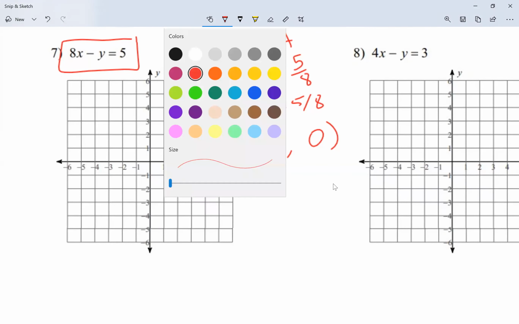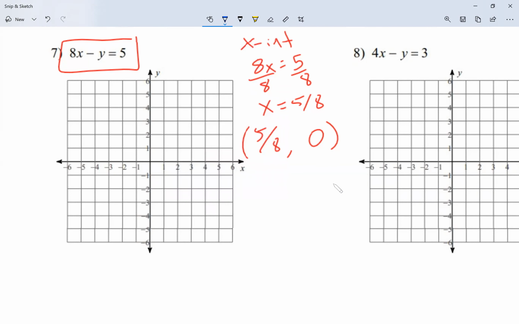I said I was going to get 2 points. I never said the points were going to be nice. One of them will be nice, not the other one. Sometimes they're both nice, but not always, okay? So we do have a point.